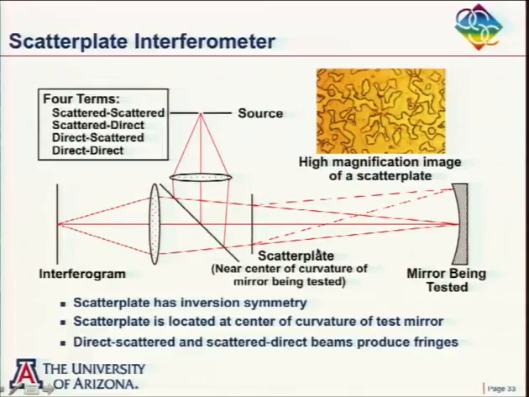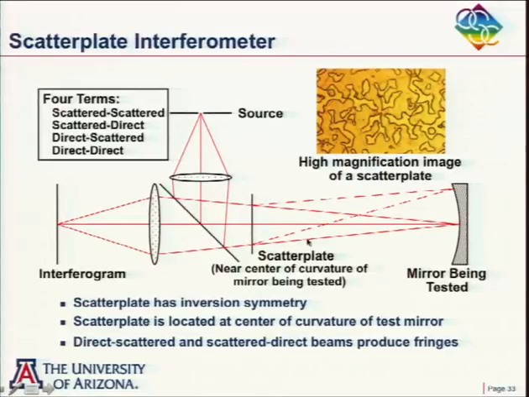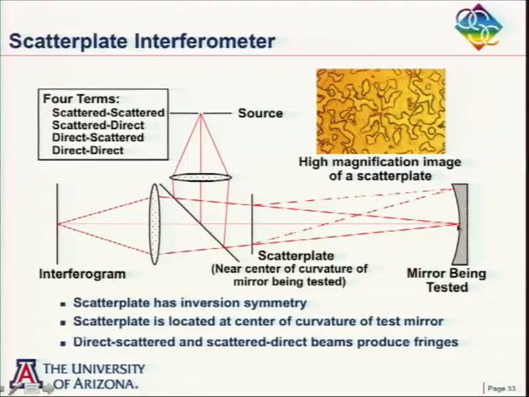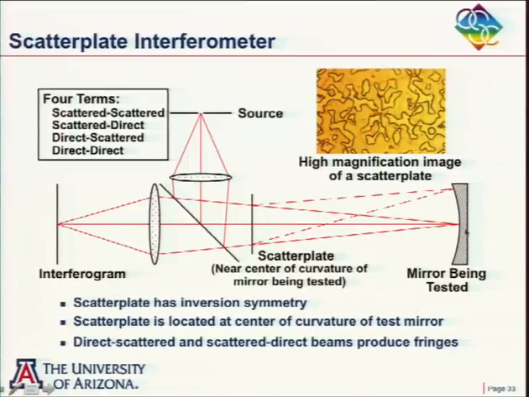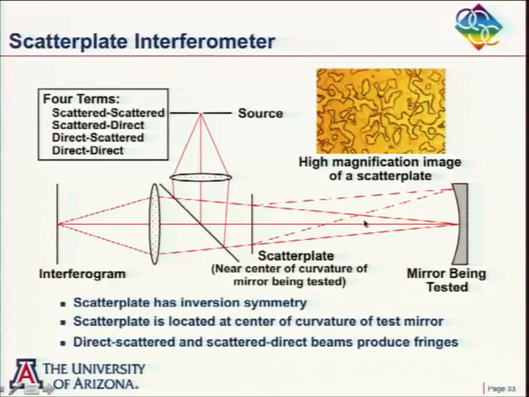I didn't say it before, but the scatter plate is going to be put near the center of curvature of this mirror. And we'll see later what happens as I move the scatter plate around. So anyway, we have two beams coming here, a scattered beam and a direct beam. This lens is imaging the source here, so the direct beam is going to be imaged here. The scattered beam is going to go all over the place. Some of it is going to strike the mirror, some of it is going to go by the mirror even. But scattered light will strike here, and the mirror is going to send it back in this direction.